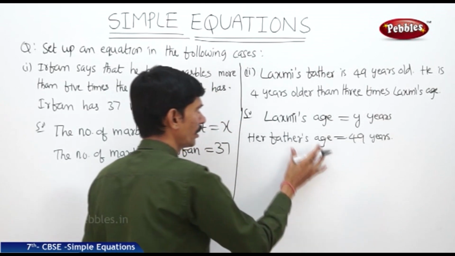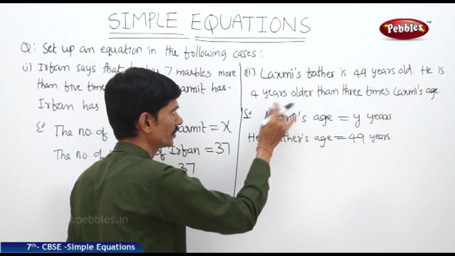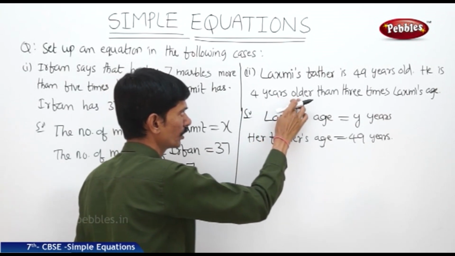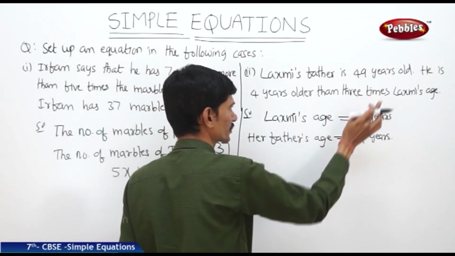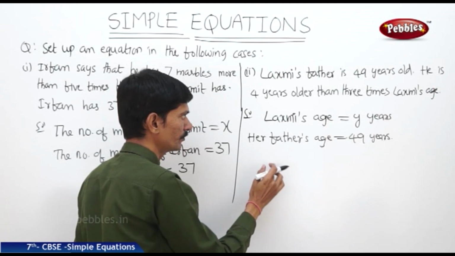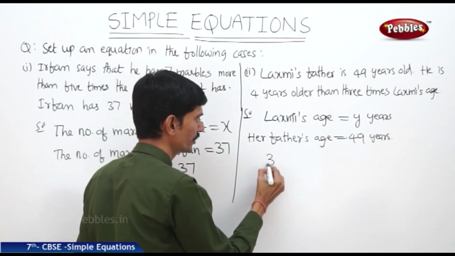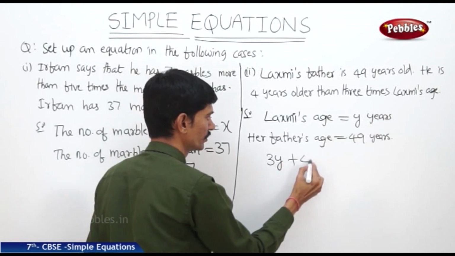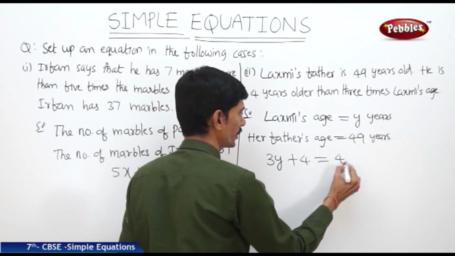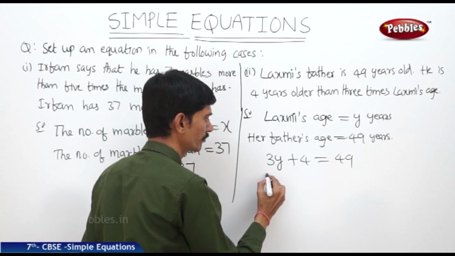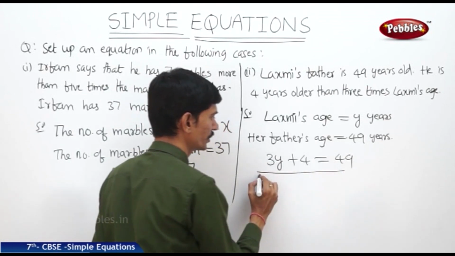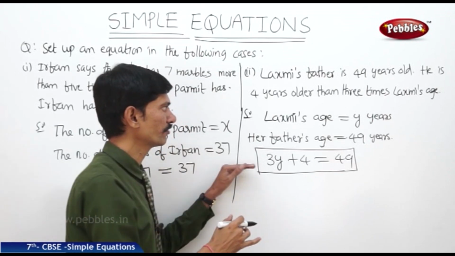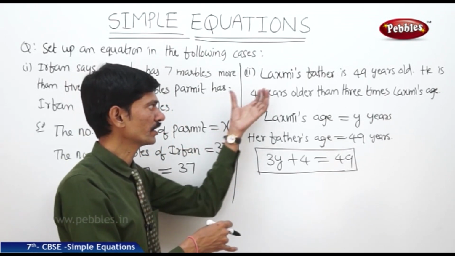But this is also given as the condition, that he is 4 years older than 3 times Lakshmi's age. So 3 times Lakshmi's age means 3y years, and 4 years older means plus 4. So this equals 49 years. Now the equation is 3y plus 4 equals 49 years. So this is the equation when the statement is given.